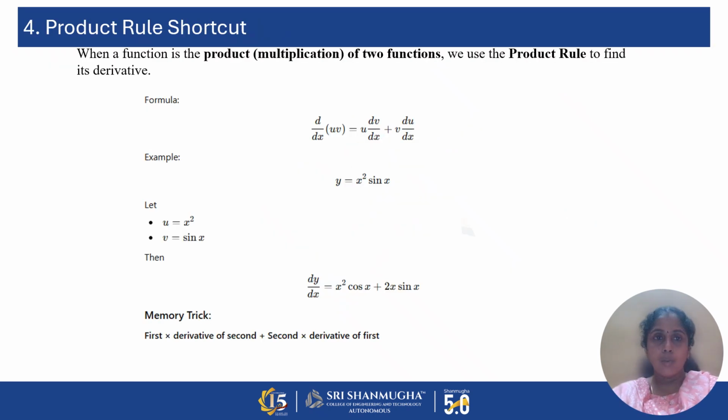Product rule. So the shortcut for product rule. When a function is the product of two functions, we use the product rule to find its derivative. For example, d by dx of uv is u into dv by dx plus v into du by dx.